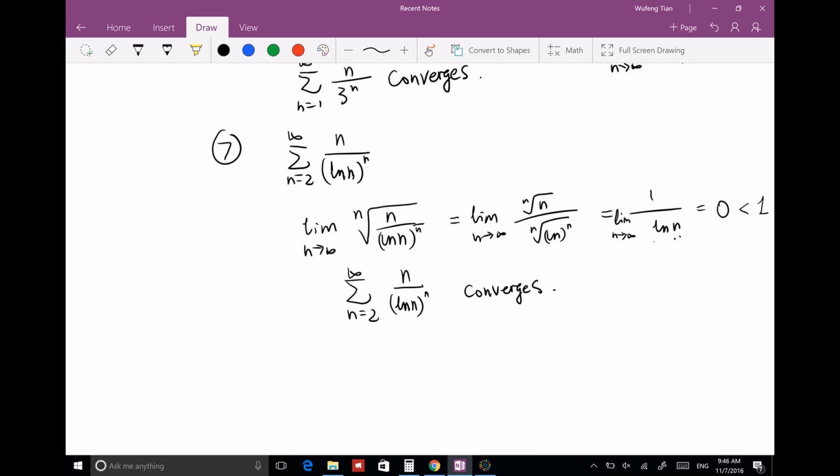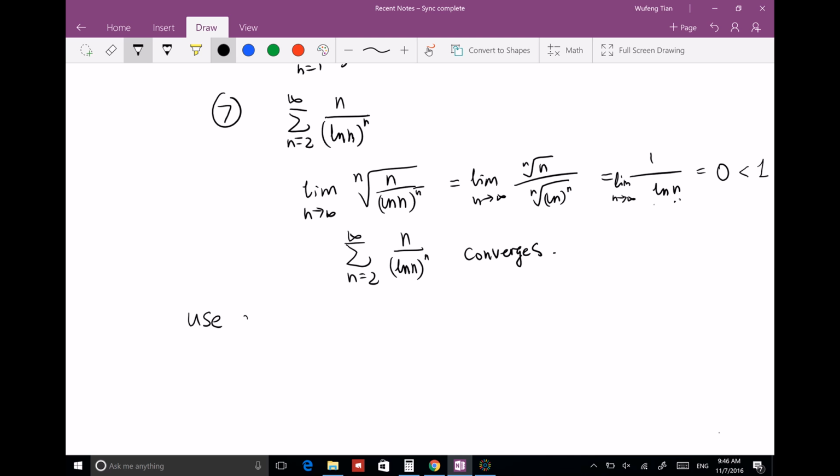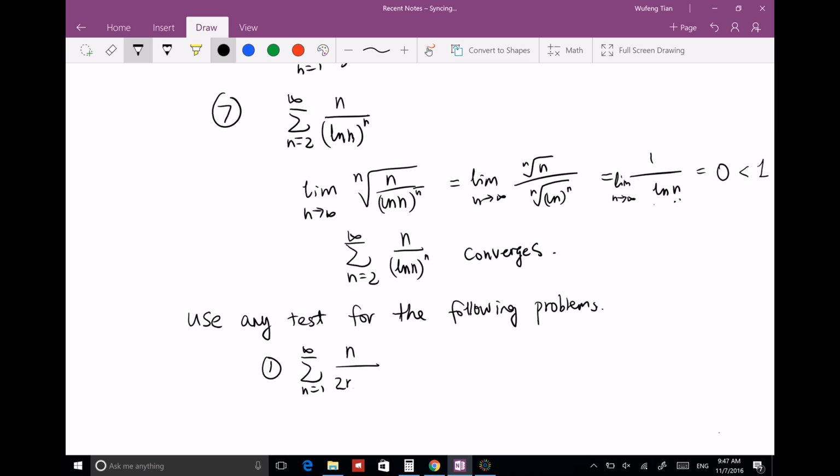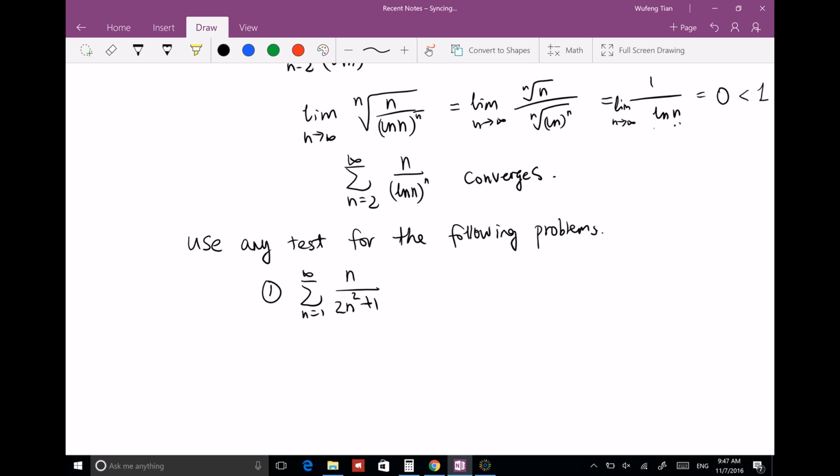Next one, we're going to do more examples. Use any test, since we're done with the root test, use any test for the following problems. You can do any test now: ratio test, root test, p-series. N from 1 to infinity, n over 2n squared plus 1. Test convergence or divergence. Use any test you've learned. So we don't have any nth power. This is just a square. We will not use the nth root test. Okay. I'll give you 10 seconds.